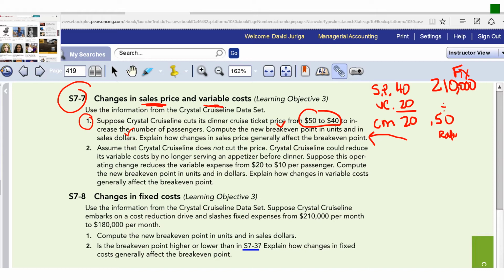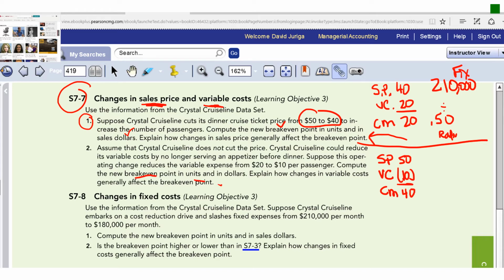And then in part 2, it says assume they do not cut the price. So we're going to go back to the same price, which is 50. And instead, we're going to reduce the variable expenses from $20 to $10. So notice what happens. That's going to give us a contribution margin per unit of 40. And they want you to compute the new break-even point in units and dollars.